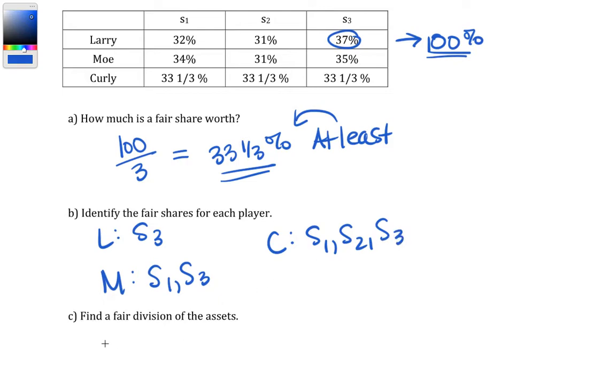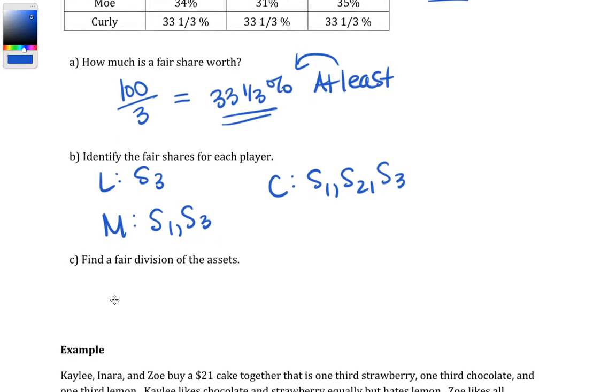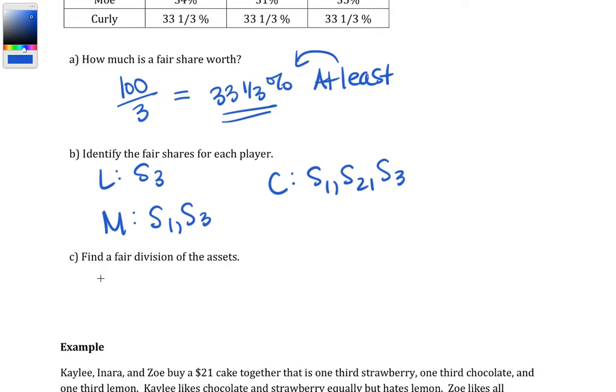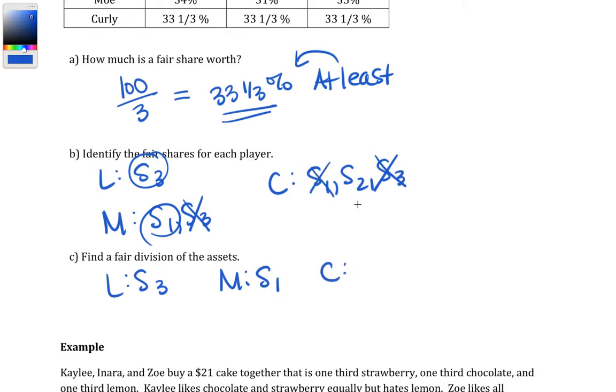Now we want to find a fair division of the assets. That means we just want to assign each brother a fair share. So for instance, Larry: S3 is the only one that he thinks is fair, so he's going to get that one, which means it's no longer an option for the other two. That leaves Moe with S1 as the only fair share left for him. We take that off of Curly's list, and that leaves Curly with S2. So here is our fair division.